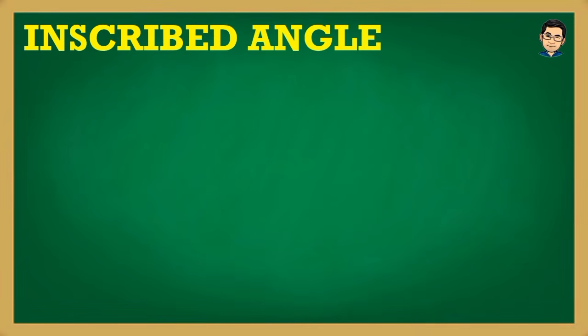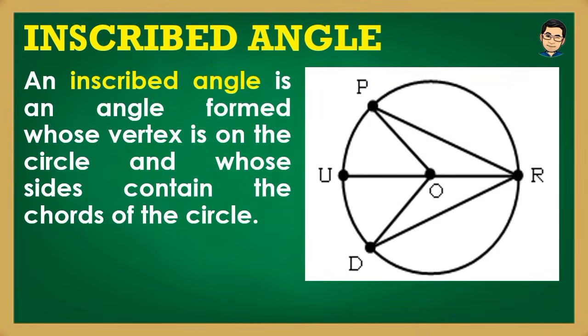So, let's have inscribed angle. An inscribed angle is an angle formed whose vertex is on the circle and whose sides contain the chords of the circle. Okay. So, ang pinagkaiba ng inscribed angle sa central angle, yung vertex niya nasa paikot ng circle. Unlike yung central angle, from the root word ng central, which is center, dapat nasa center yung vertex. Okay. So, and then, yung sides ng inscribed angle, yun yung mga chords ng circle.